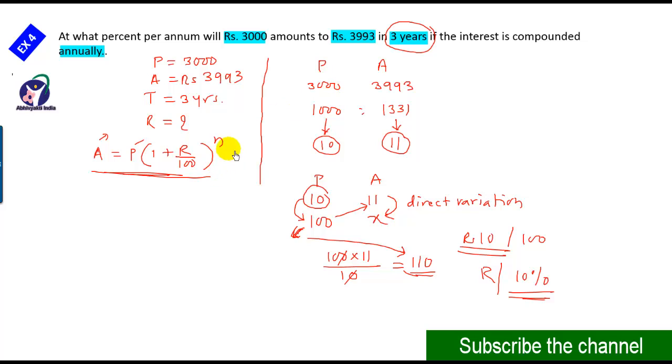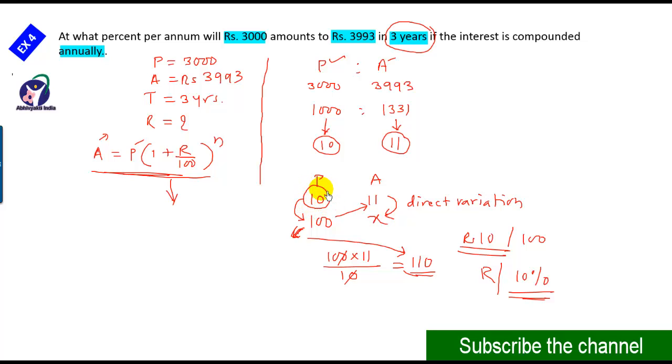See, once again you can solve it by this formula also, but that will be a little bit lengthy. So take the principal and amount, and find the ratio of these two. 1000 to 1331 will be the ratio of the principal to the amount. Now take the cube root of these two numbers. The cube root of 1000 will be 10 and the cube root of 1331 will be 11. So take the principal as 10.